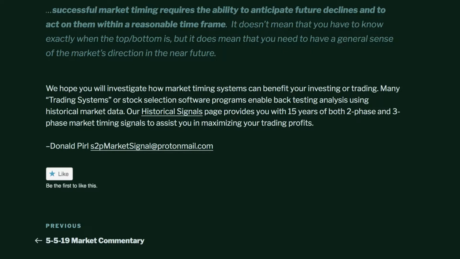We hope you will investigate how market timing systems can benefit your investing or trading. Many trading systems or stock selection software programs enable backtesting analysis using historical market data. Our Historical Signals page provides you with 15 years of both two-phase and three-phase market timing signals to assist you in maximizing your trading profits.